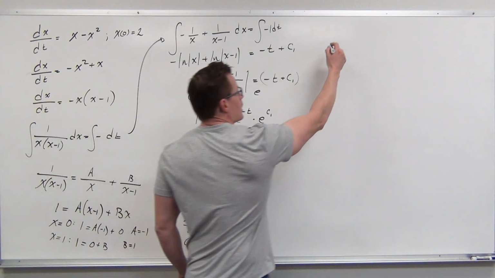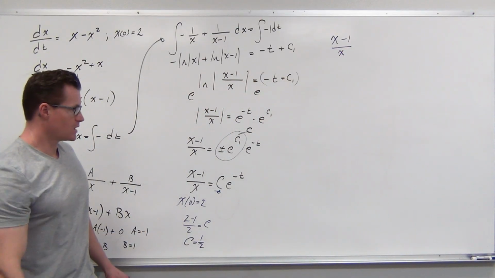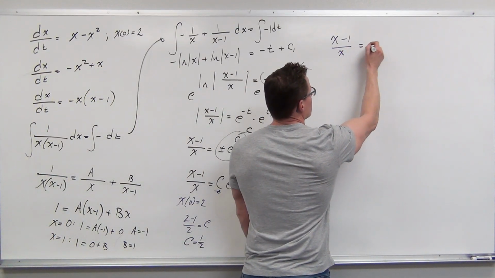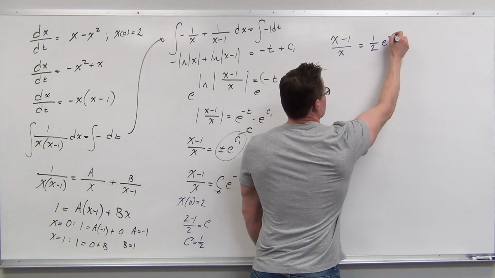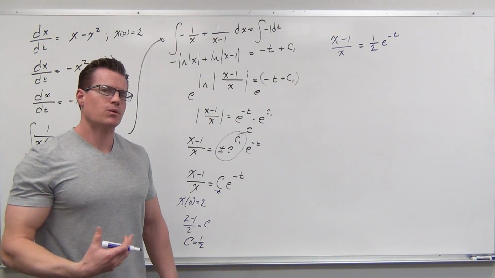So x minus 1 over x looks pretty good. Then we're going to have 1/2 e to the negative t. This is where we want to solve for x.